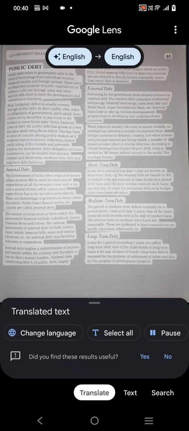Government finances and budgeting. 61. Public debt. Public debt refers to government debt in the form of borrowings from individual investors, financial markets and foreign nations. These serve an important purpose of public expenditure as revenue collected through taxes and other sources falls short to meet the development and maintenance functions. Thus, budgetary deficit is usually covered through public debt. In short, public debt refers to obligations of governments, particularly those evidenced by securities, to pay sums to the holders at some future date.